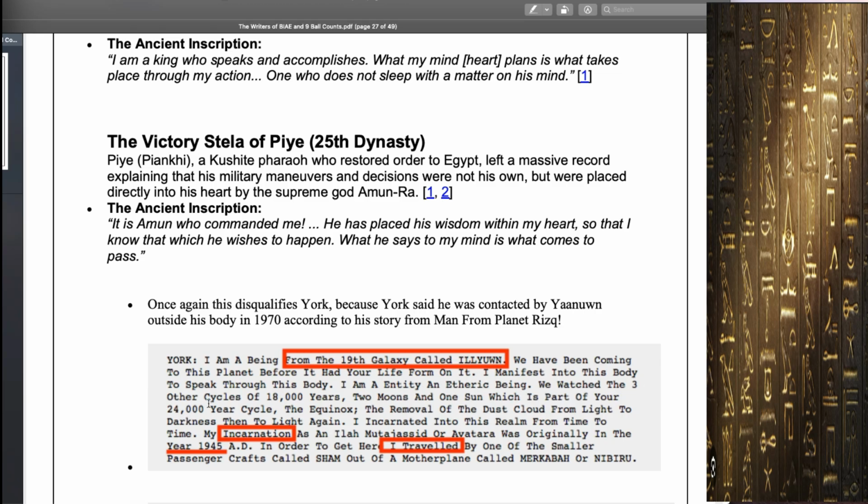I'm an entity and etheric being. We watched the other cycles of 18,000 years. I'm gonna deal with this 18 at a later date. 2 moons and 1 sun, which is part of your 24,000 year equinox.